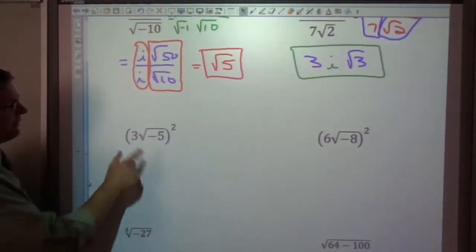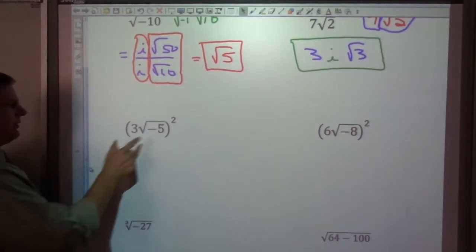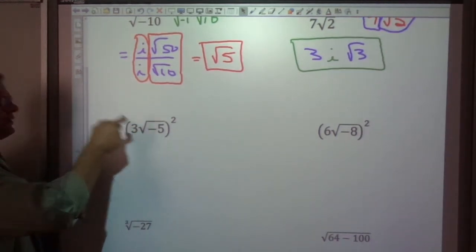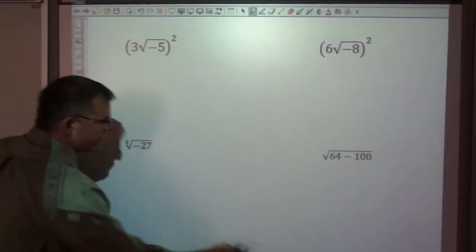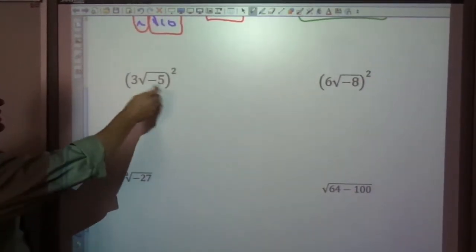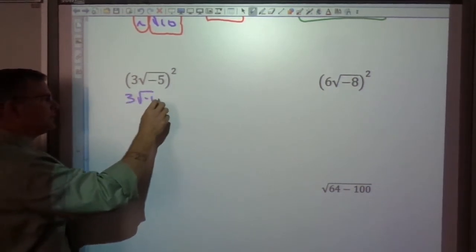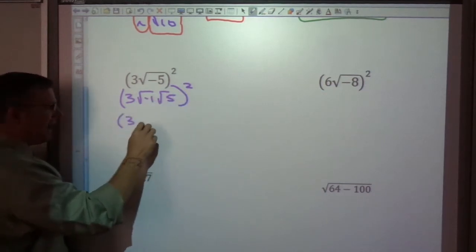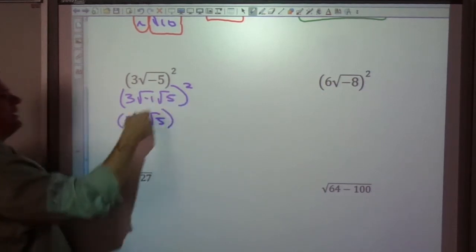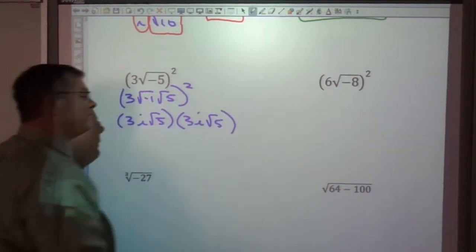Okay? If we're multiplying here, we've got 3 radical negative 5 squared, which means times itself. So first, let's adjust. We don't want any negative square roots. We can't deal with those, but we can certainly do this, which is 3i radical 5, and times itself is 3i radical 5.